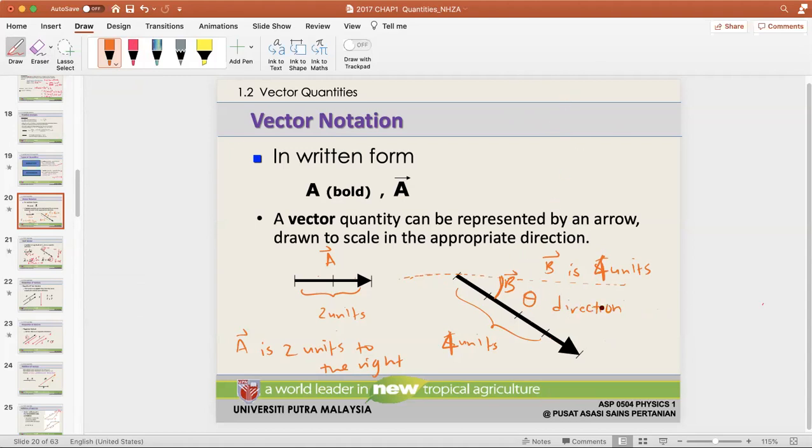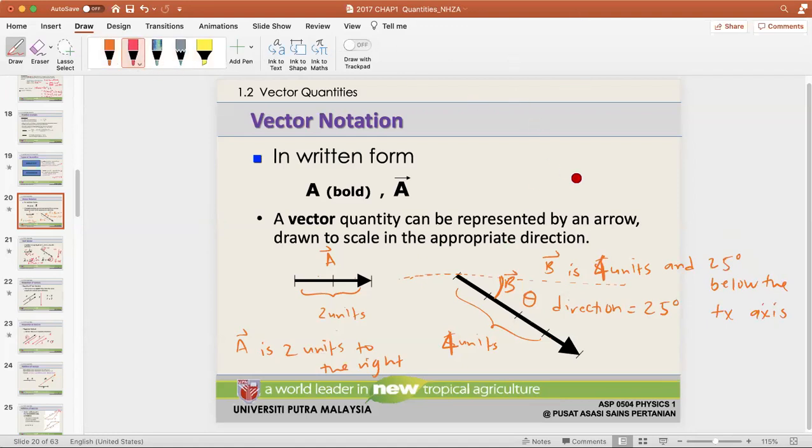So let's, okay, I haven't finished yet, sorry. So this is 25 degrees. So B is 4 units and 25 degrees below the positive x-axis. Yes. Okay, so that's for B.